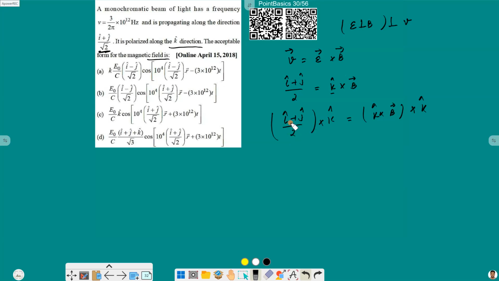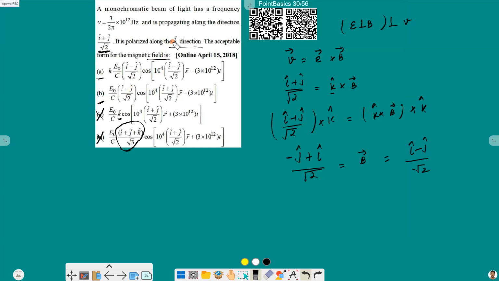Now from this side we will get I cross K, that is basically K cross I is J, so it will be minus J, and plus J cross K, this will give us I by 2. Okay, it was root 2, so it will be root 2 and root 2. And from this one we will get only B, so this will be the direction of B, so that will be I minus J by root 2. And if we see it, option C is cancelled because here magnetic field is along K, and option D is cancelled. Here the magnetic field direction is this one. So we have only option A and B that are possible here.